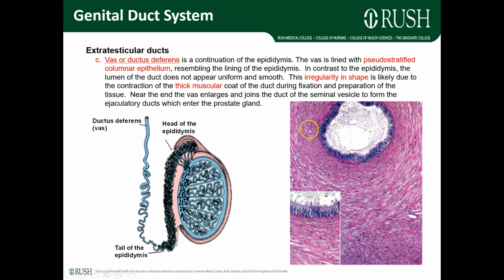Near the end of the vas deferens, it enlarges and joins the ducts of the seminal vesicles to form the ejaculatory duct, which enters the prostate gland, which we'll see next. So just an overview of this vas deferens: it runs from this region roughly all the way to the prostate, and this is a cross-sectional view. You can see this nice pseudostratified columnar epithelium with the sperms inside, as well as a very thick muscular coat.